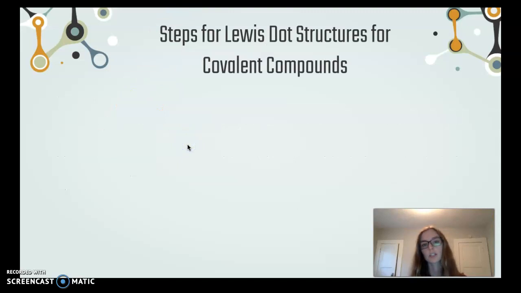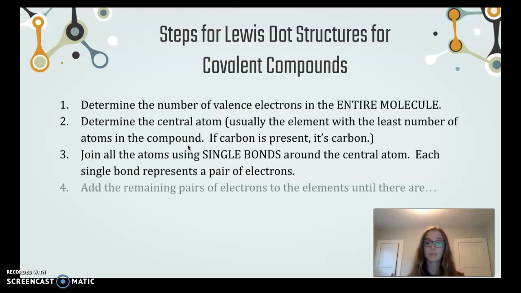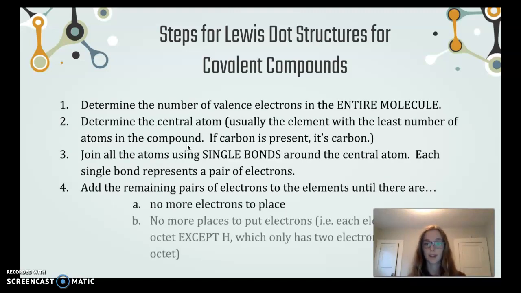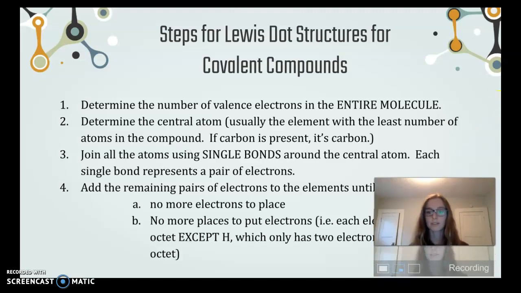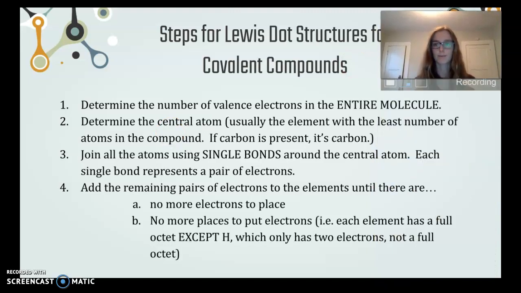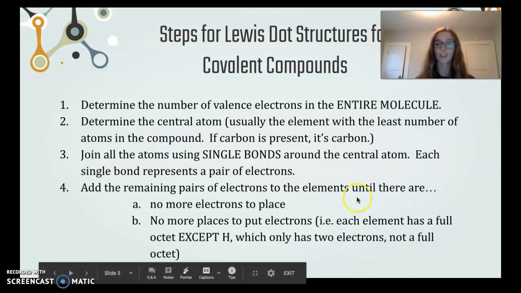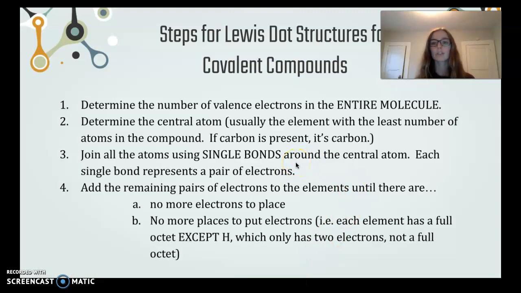So the first thing we're going to do is talk about the steps for drawing Lewis dot structures for covalent compounds, and we're only going to focus on single bonds today. I'm going to give you the 4 steps that you can write down, and then we're going to talk through them. So pause the video and write these 4 steps down. Now that you've written it down, you may have noticed that it talks about the octet rule. So let's talk a minute about the octet rule.